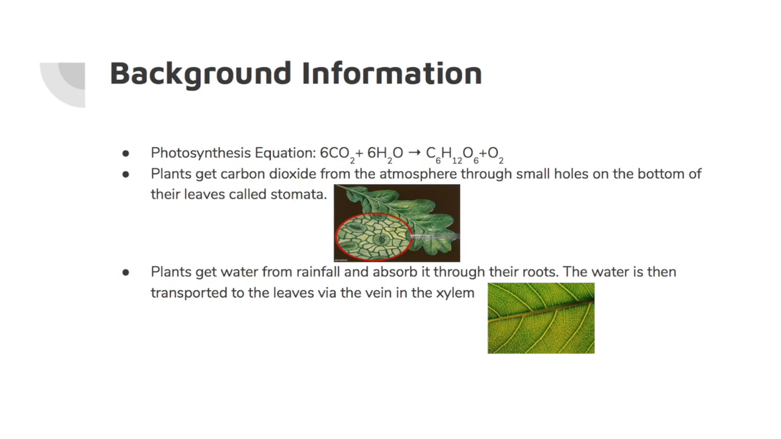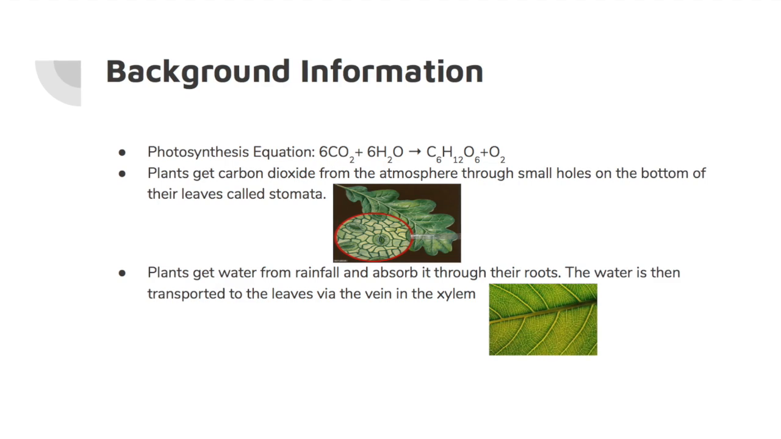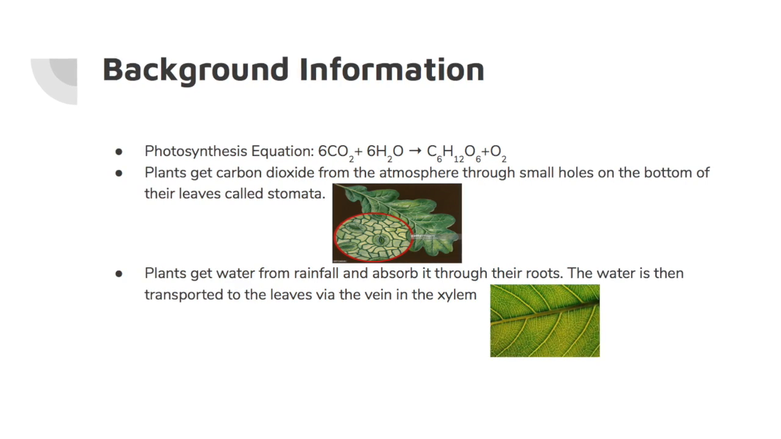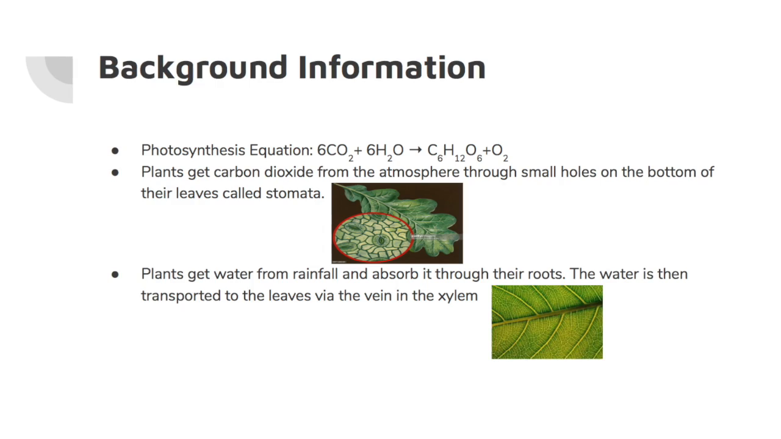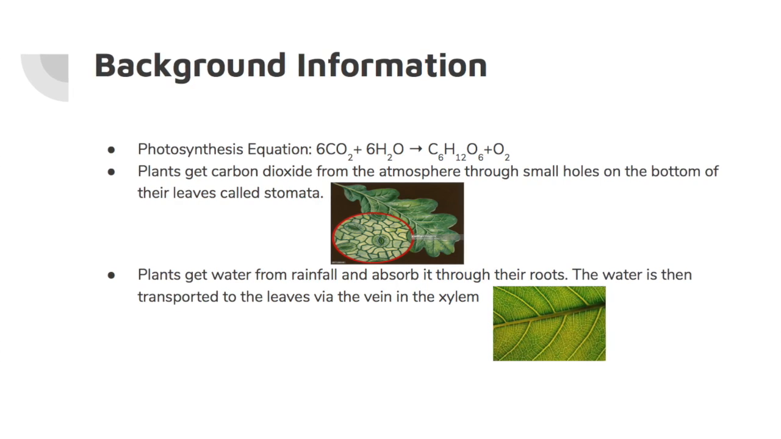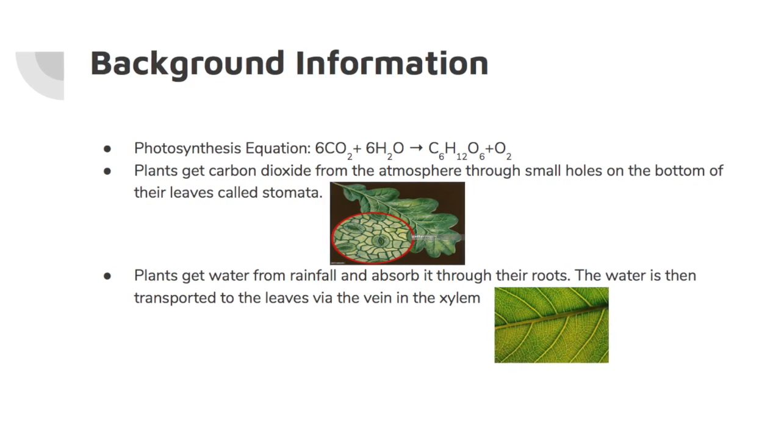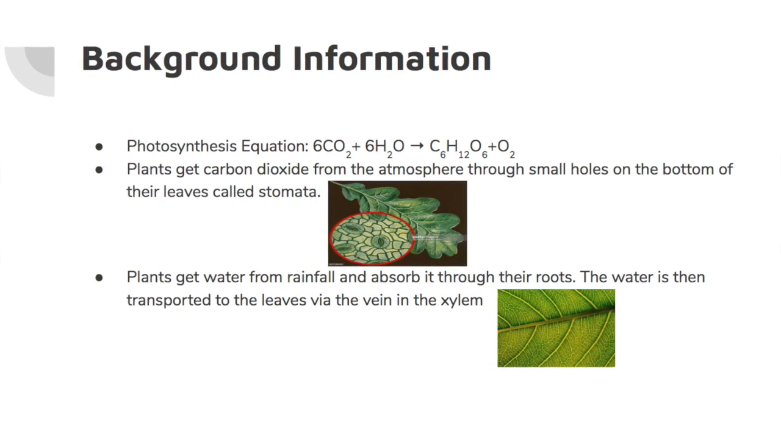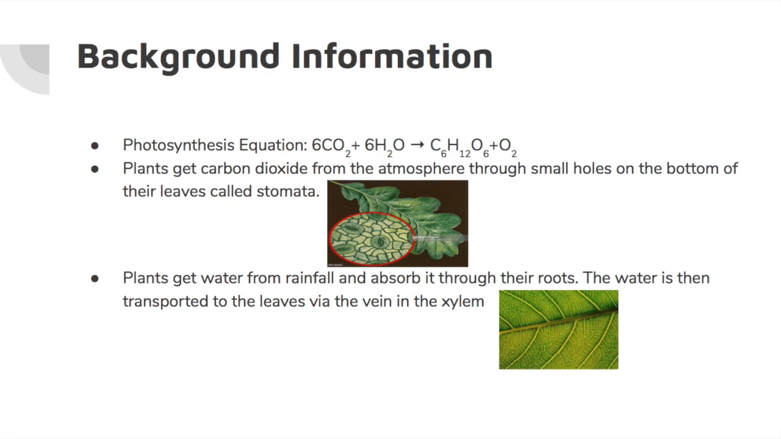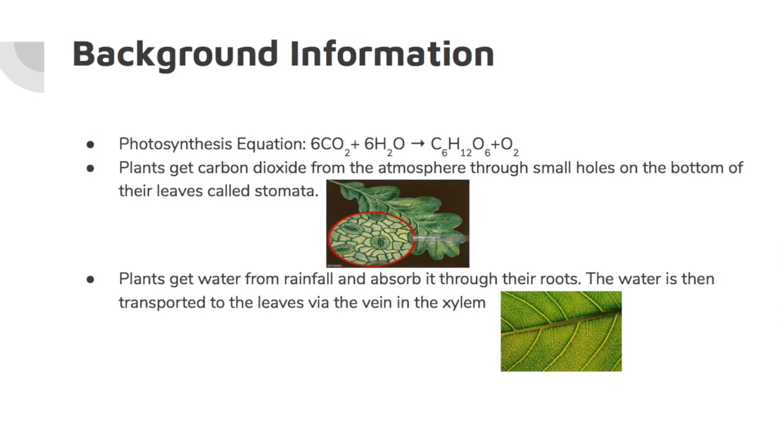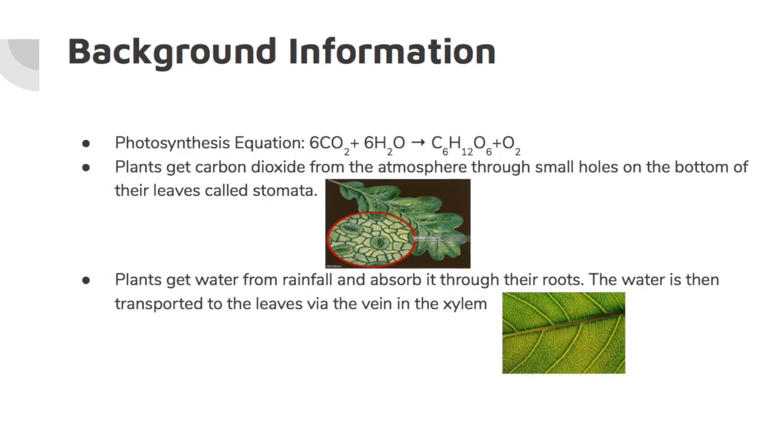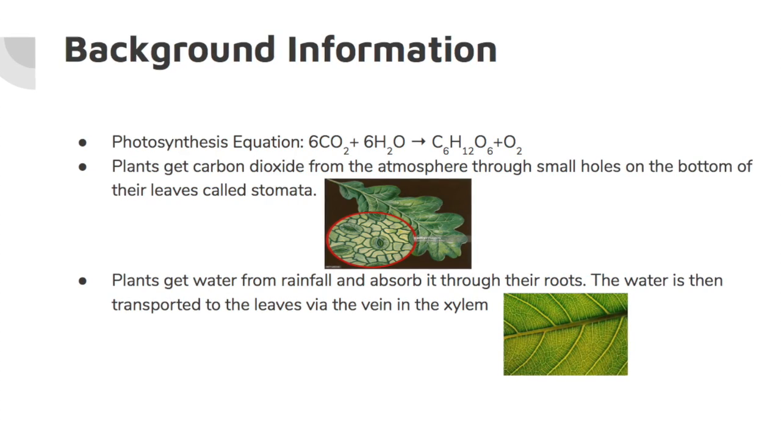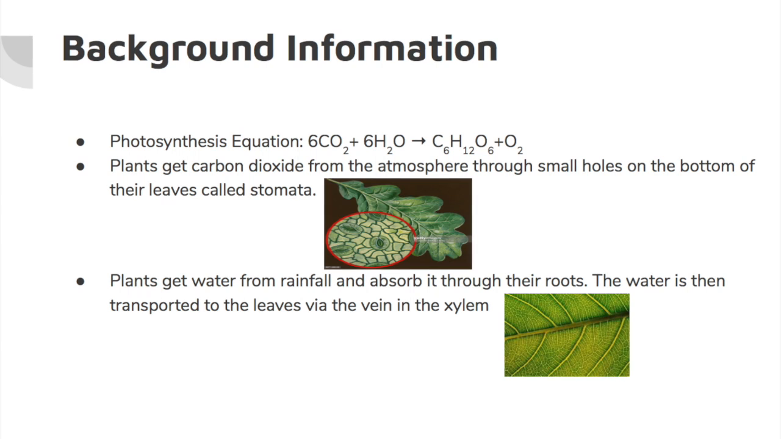The photosynthesis equation is 6CO2 plus 6H2O. Then after light energy enters, it is C6H12O6 plus O2. The plant gets carbon dioxide from the atmosphere through small holes on the bottom of the leaves called the stomata. When plants get their water from rainfall, it is absorbed through their roots. The water is then transported to the leaves via the vein.